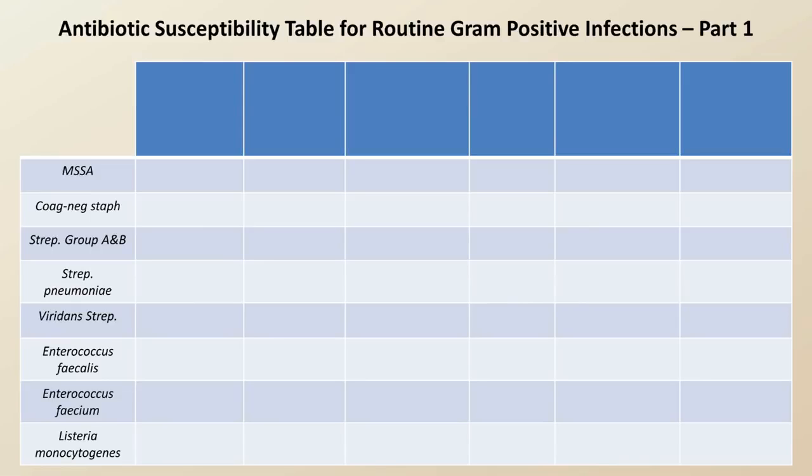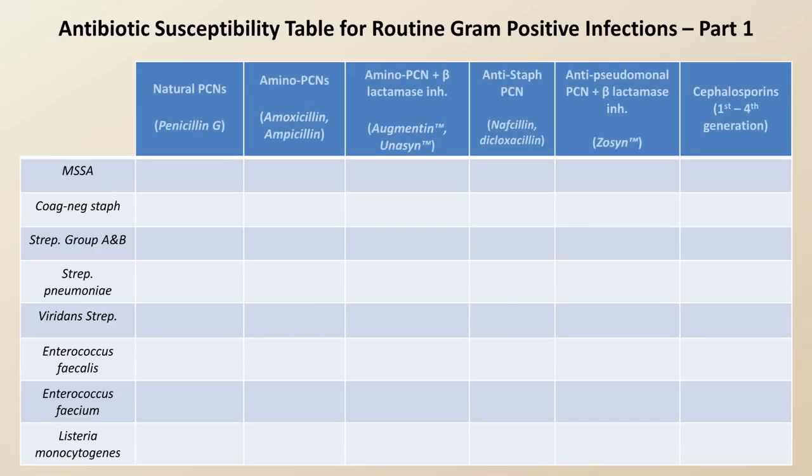These are by no means the only gram-positive infections out there, but aside from MRSA and VRE, which I'll talk about in a minute, these are otherwise the most commonly encountered ones in routine clinical practice. Part 1 of this chart will focus on the penicillins and cephalosporins. So first up are the natural penicillins, most commonly penicillin G.